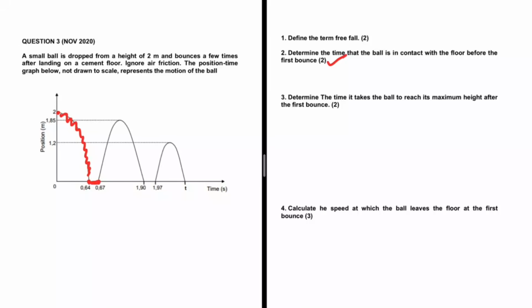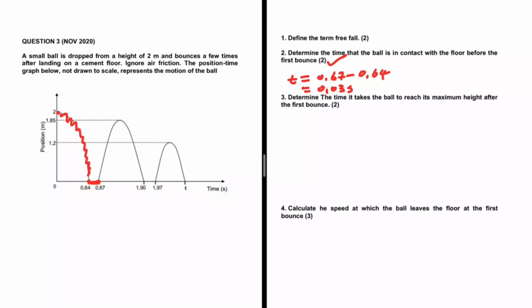So how much time does the object spend in contact with the ground? We're going to have t being equal to 0.67 minus 0.64. Okay, so what is 0.67 minus 0.64? We have 0.03. So t is equal to 0.03 seconds. The ball spends 0.03 seconds in contact with the ground. That is the answer to the second question.